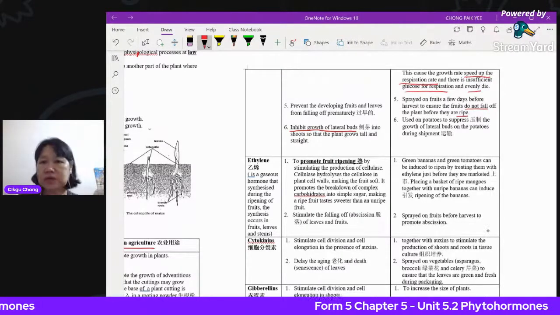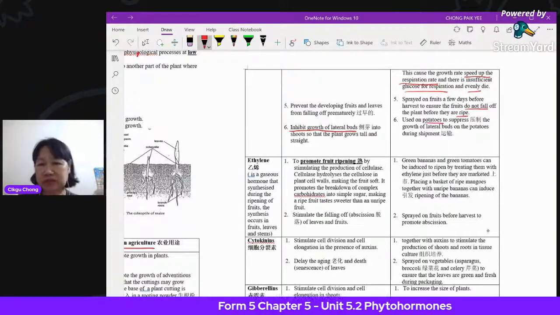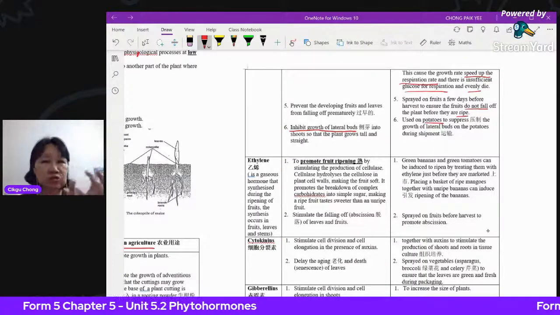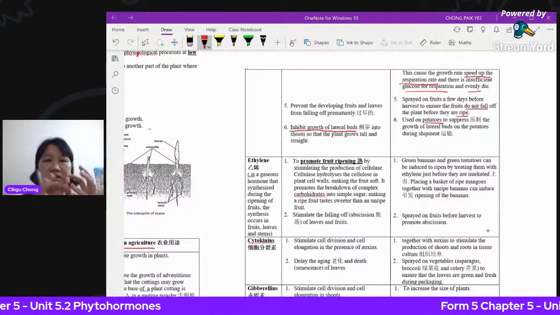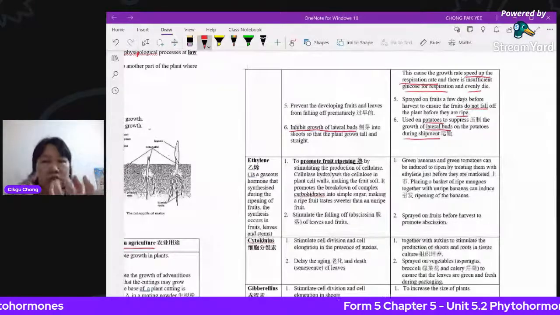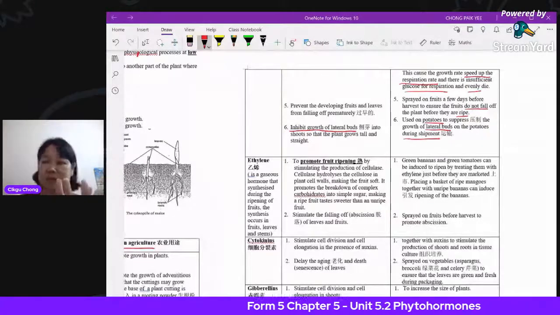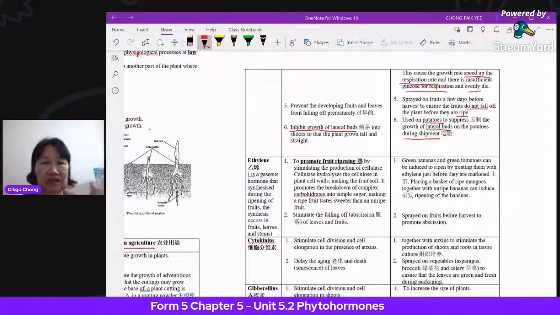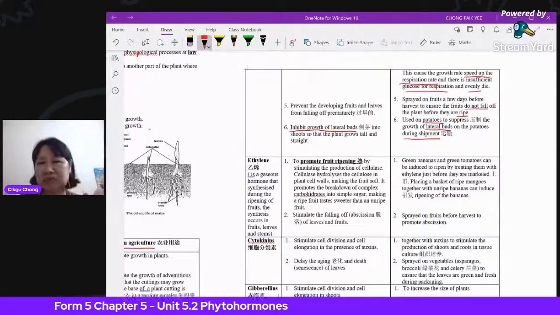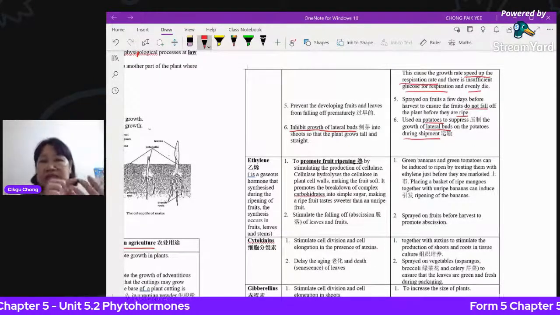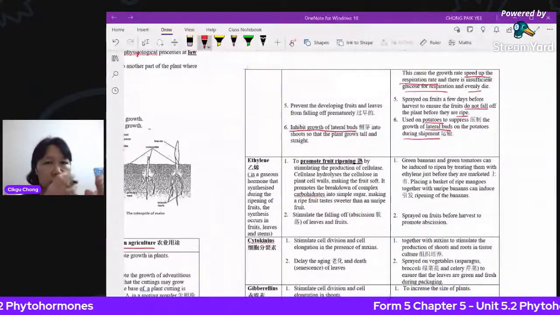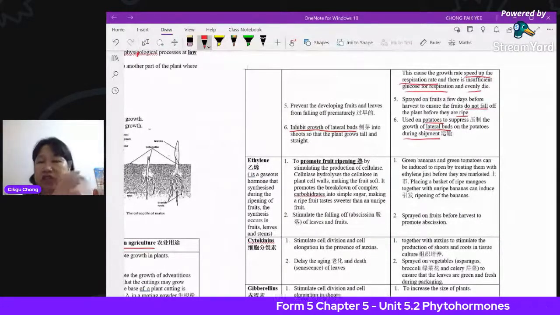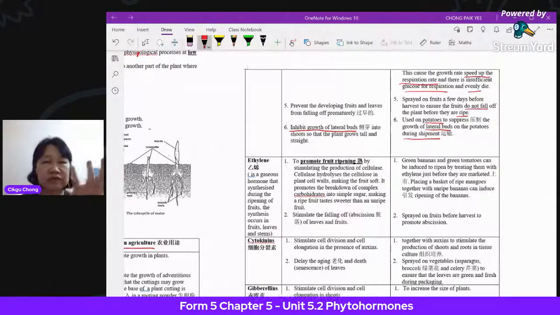So it's used on potatoes to suppress the growth of lateral buds during shipment. We do not want the potatoes to grow, isn't it? When we want to eat potato, we want to eat the starch. We do not want to eat the stem that comes out. So normally people say, when the potato starts to germinate, it's better not to eat it, because some people say it's poisonous. When it starts to bud, when it starts to germinate, it seems that there are some chemical changes in the composition of the potato.